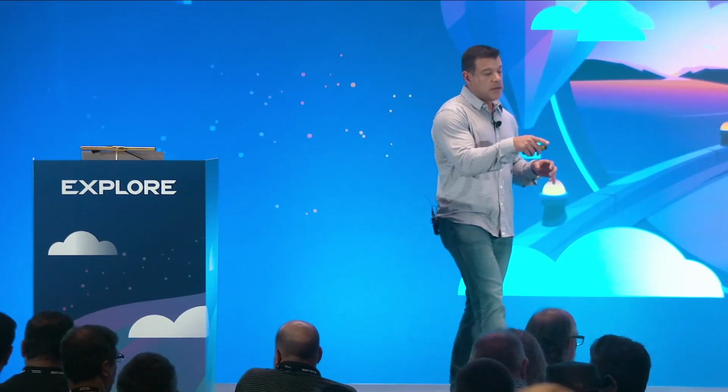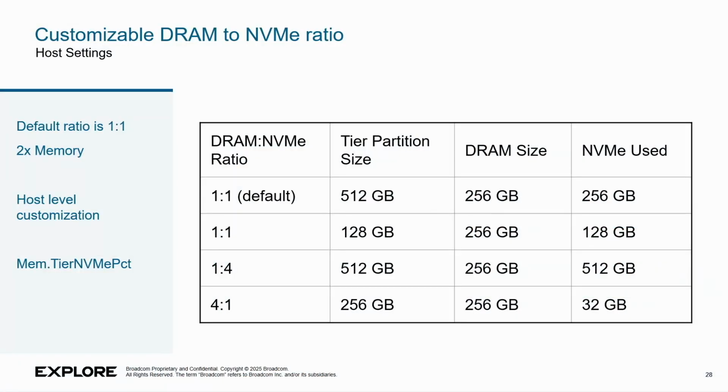Again, the partition size may or may not fit. In this case, I'm looking at the third row, the 1-to-4. You see the DRAM size is 256. I have a 1-to-4 ratio, so I should be able to use 1 terabyte.